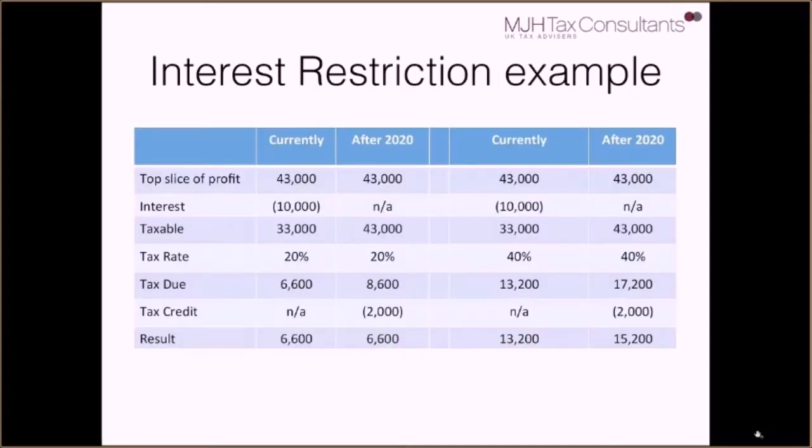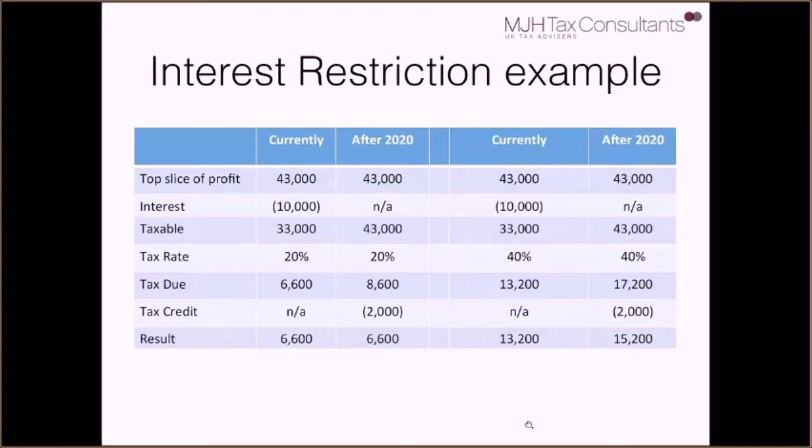So see the first column where it says currently top slice of profit is assessed at 20%. If you have a profit of £43,000, say, in your sole name, and you pay interest of £10,000 on a loan which has been taken to purchase that property, then you'll be left with assessable profit of £33,000. The tax rate at 20% means you would have a tax liability of £6,600, which theoretically in this example needs to be paid over to the revenue.